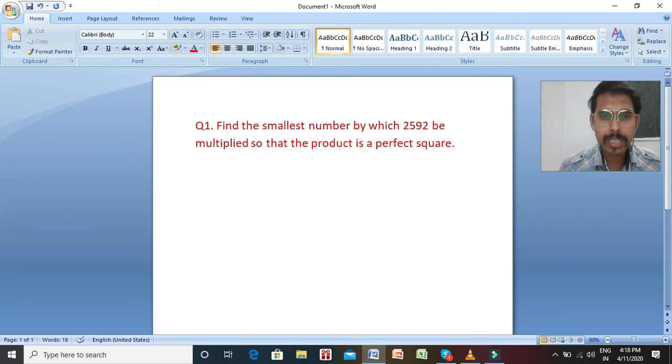Anyways, let us start with the first question. We need to find the smallest number by which 2592 must be multiplied so that the product is a perfect square. In order to do so, we first need to factorize 2592 in such a manner that we find out how many perfect squares are multiplying to get 2592. So let us start the process.